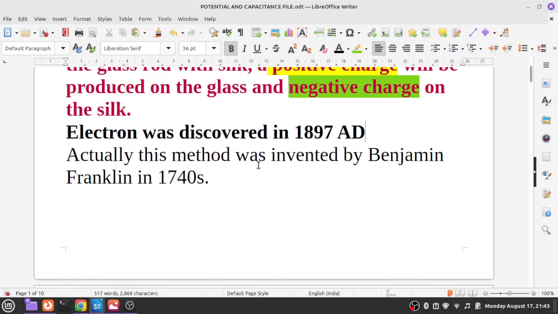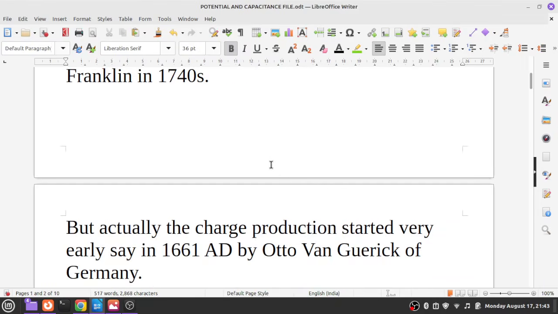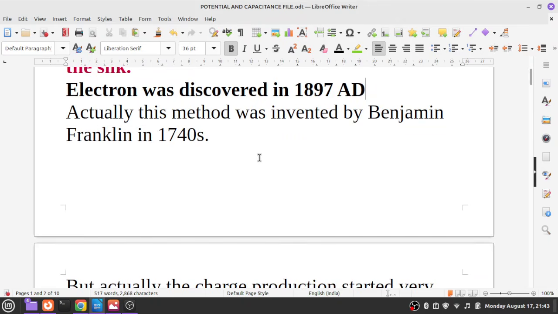Actually, this method of rubbing glass with silk, and the names positive and negative charges, were introduced by Benjamin Franklin. All such methods were also introduced by Benjamin Franklin in the 1740s. Benjamin Franklin was an American inventor as well as a politician. He participated in the independence struggle of the USA. America got independence from England in 1785, something like that.